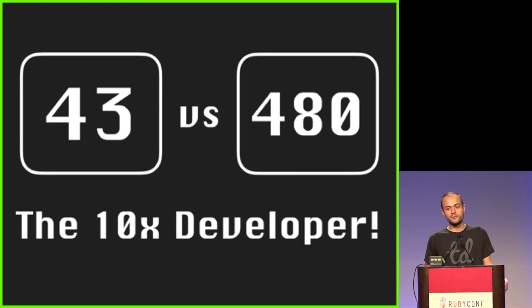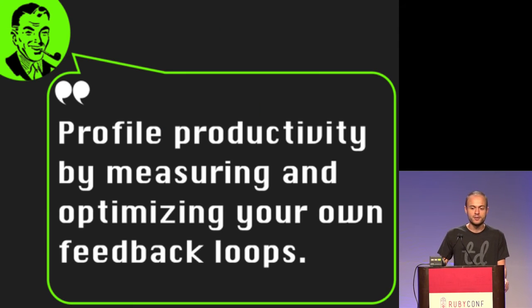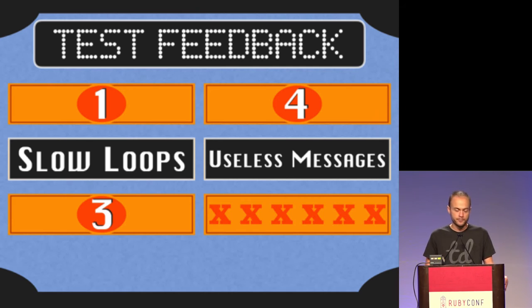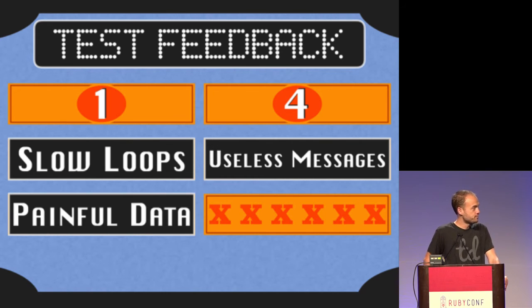So this stuff matters. A few seconds here and there really add up. I encourage you, use a stopwatch. Profile, monitor your activity every now and then, and seriously try to optimize your own feedback loops. And if you're not able to, if your app is just too slow, then you can always just implement features off to the side. Find your happy place and iterate quickly and then integrate later if you have to. It's really important.